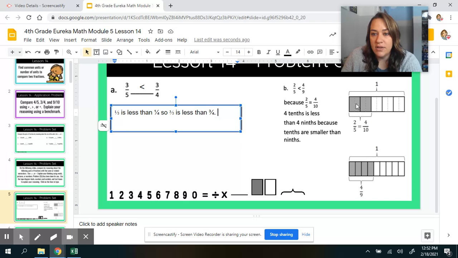So they broke this one into 2, 4, 6, 8, 10. They have their 4/10 and then they have their 4/9. They use the equivalent fraction: 2/5 is equal to 4/10. So 2 times 2, 5 times 2. Because tenths is a smaller unit than ninths, then 2/5 is going to be less than 4/9. Okay.